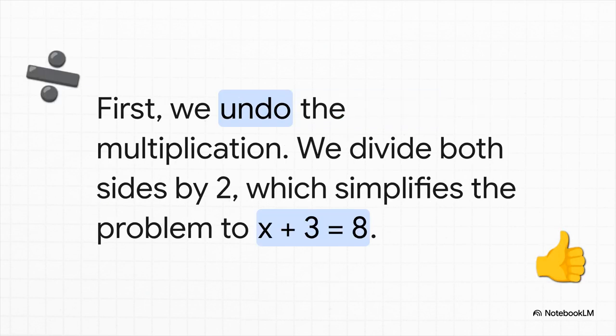Okay, first let's look at the outside of the parentheses. That whole group, the x plus 3, is being multiplied by 2. So what's the inverse of multiplying by 2? Dividing by 2. And remember, whatever we do to one side, we have to do to the other to keep the equation balanced. So we do that, and it simplifies right down to x plus 3 equals 8. Just like that, the problem is already much simpler.